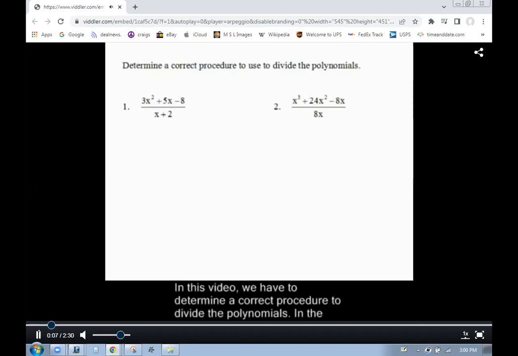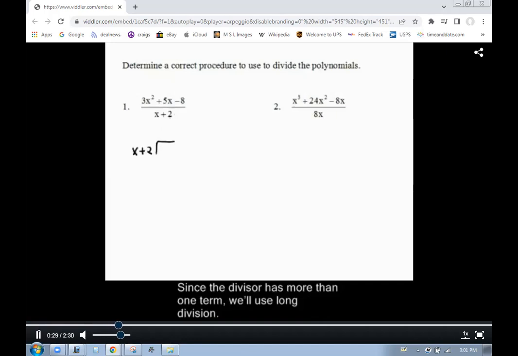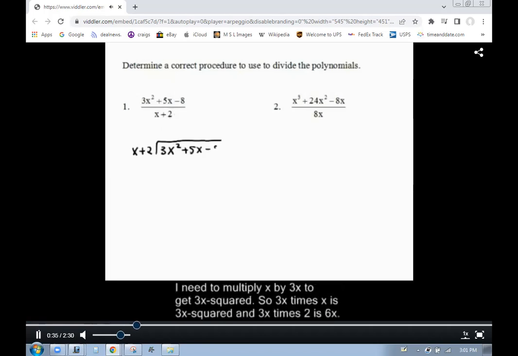In this video, we have to determine a correct procedure to divide the polynomials. In the first example, we have 3x squared plus 5x minus 8, all divided by the quantity x plus 2. Since the divisor has more than one term, we'll use long division. I need to multiply x by 3x to get 3x squared. So 3x times x is 3x squared, and 3x times 2 is 6x.